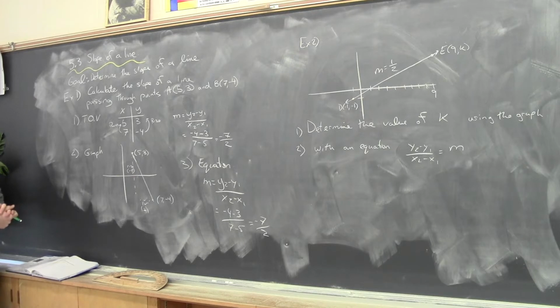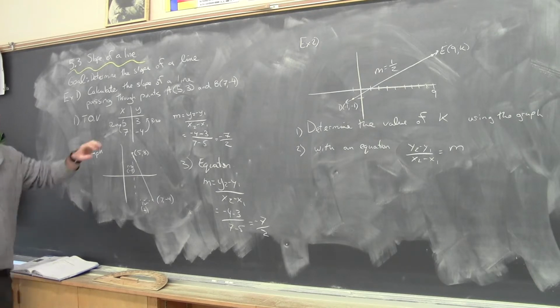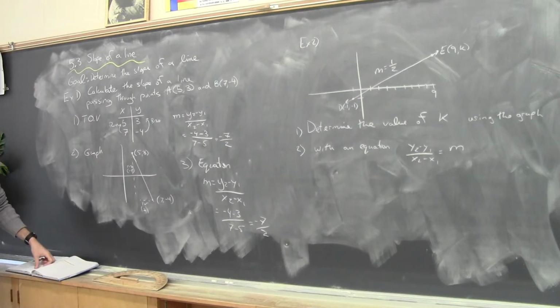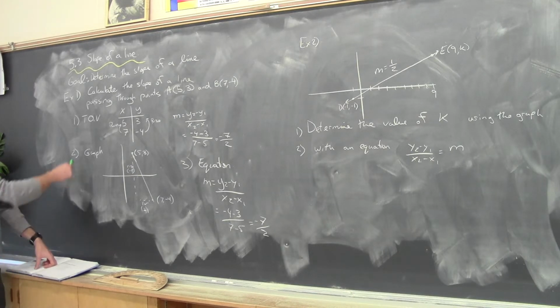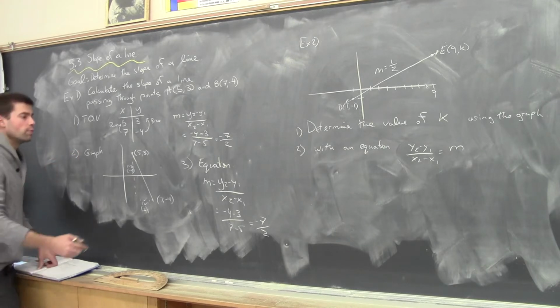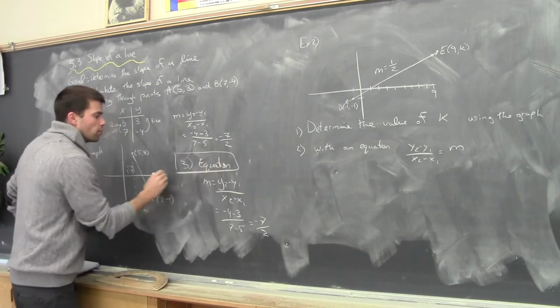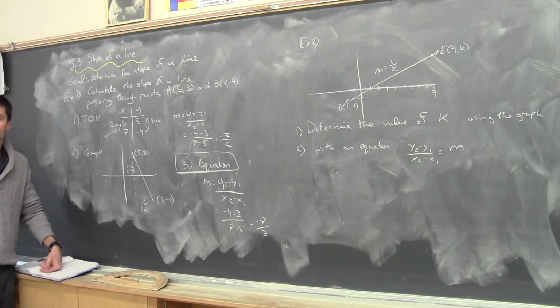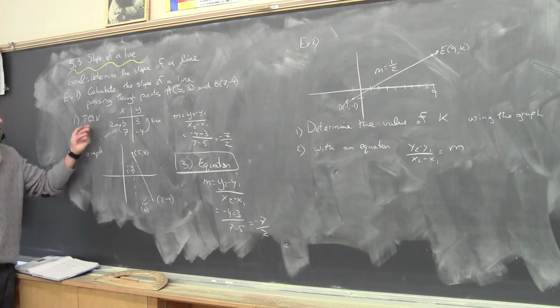Example 1 says calculate the slope of a line passing through points (5, 3) and (7, negative 4). Some of you might have done this on the worksheet a couple days ago, but I haven't done a lesson exactly on it when you're given 2 points. So that's what we're doing today. Again, there's always 3 ways to do this. My preferred way, of course, is the equation, which I think most of you should also prefer. But we're going to start with the table of values.